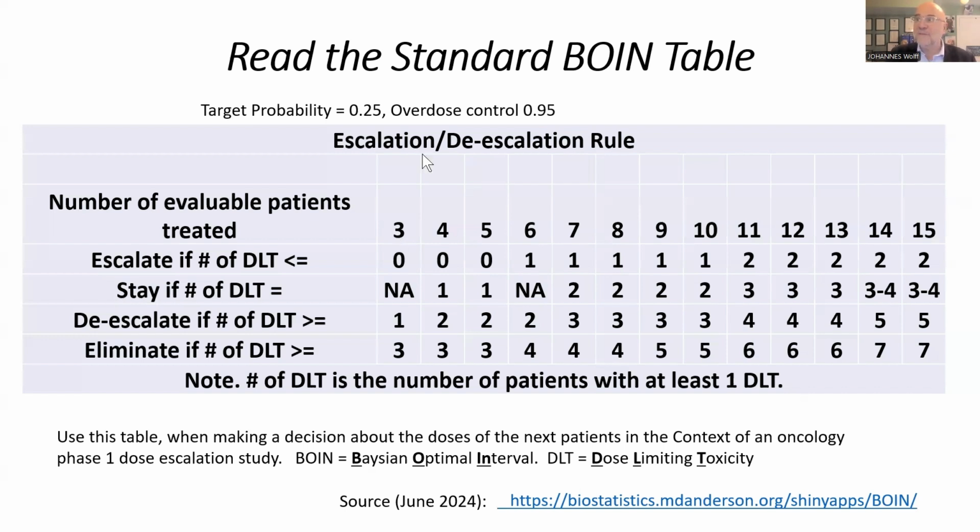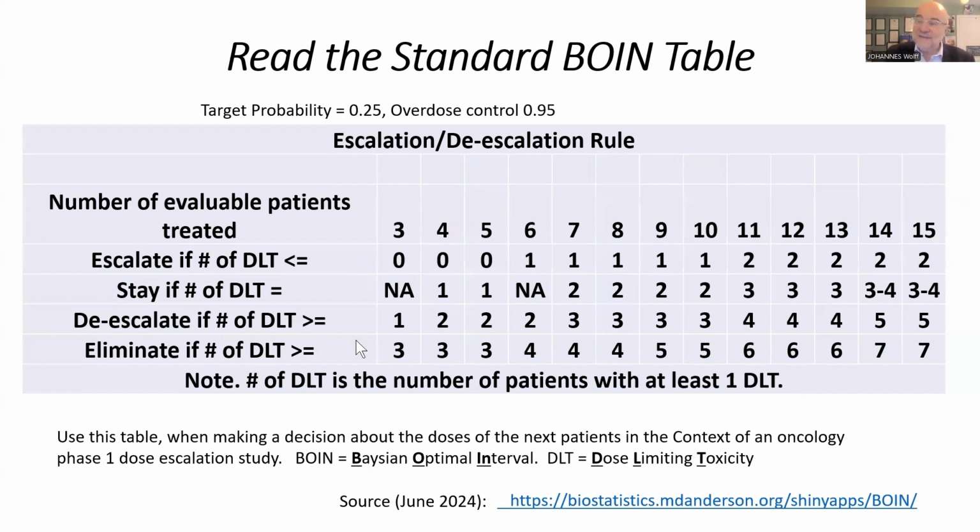Let's assume we have 3. If there is no DLT among the 3 patients, then you escalate. You go to the next higher dose. That's exactly the same as in the 3+3 design. If there is 1 DLT, however, you de-escalate. And that is different from the 3+3 design.